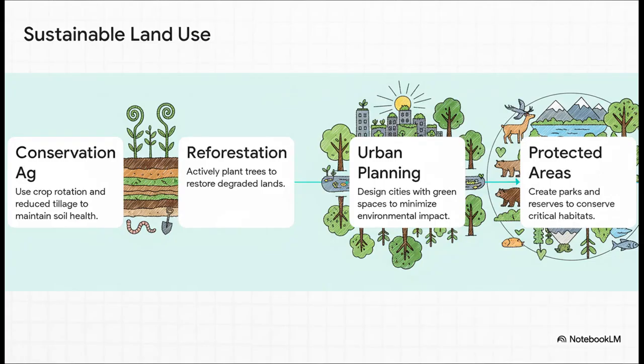And beyond just energy, we have to manage our land way more wisely. This here is a fantastic blueprint for how to do that. It's really a four-part strategy. We need to farm smarter to protect our soil. We need to actively plant trees and restore our forests. We need to design our cities to work with nature, not against it. And we have to protect the critical wild places we still have left.